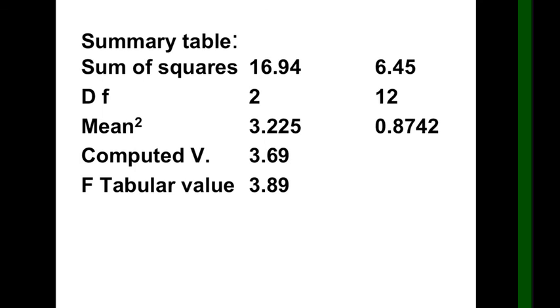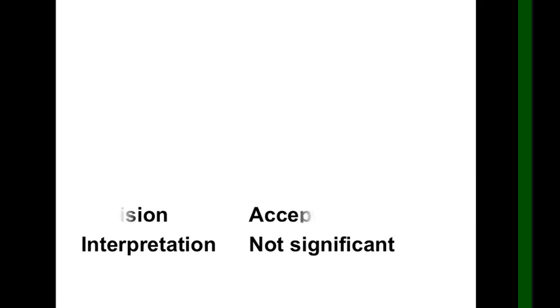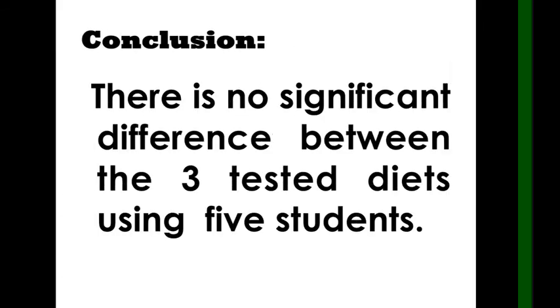That's what is in the table. Now, decision: accept H0 because our computed value is still under 3.89. It is still inside 3.89, right? So therefore, the interpretation is not significant. Hence, to sum up, the conclusion is there is no significant difference between the 3 tested diets using 5 rats. I'm sorry, this is rats.